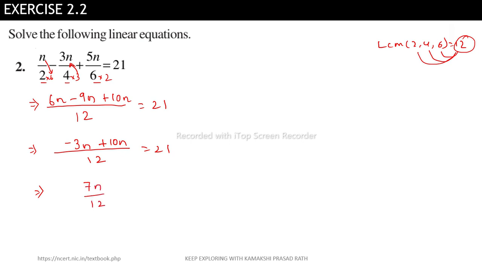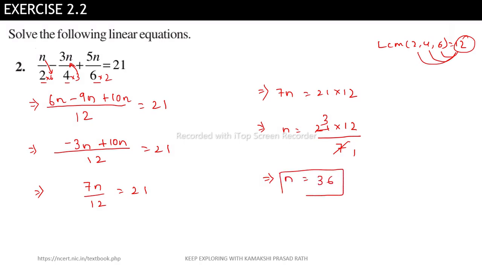So 7n/12 equals 21. 12 is divided, so 12 has to be multiplied on the right hand side. Now 7 is multiplied on the left hand side, so 7 has to be divided when it moves to the right hand side. We can cancel: 7 ones are 7, 7 threes are 21. So we get n equals 36. So n = 36 is the solution for the equation n/2 - 3n/4 + 5n/6 = 21.